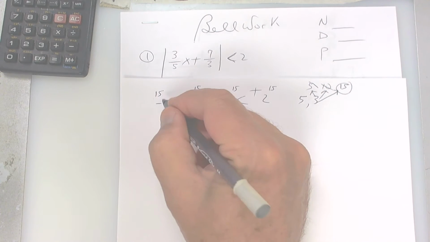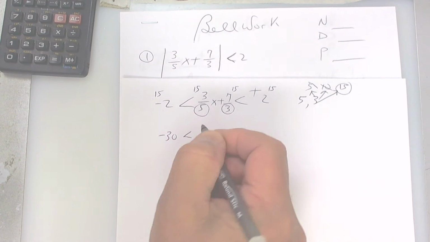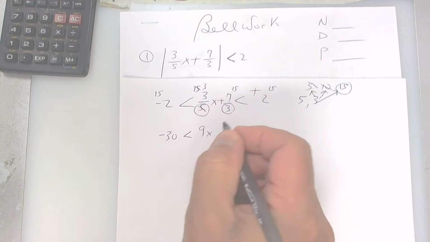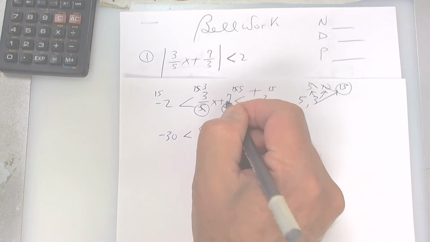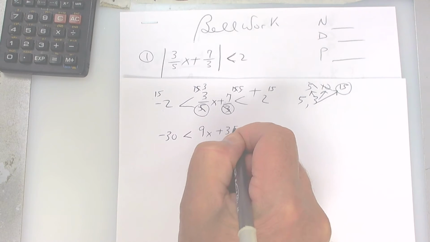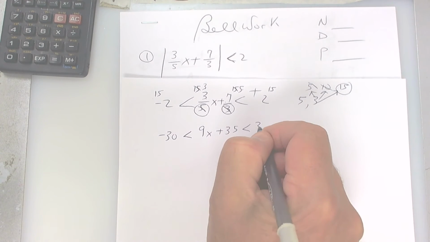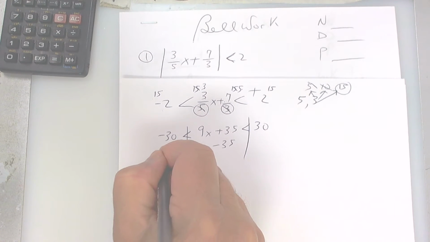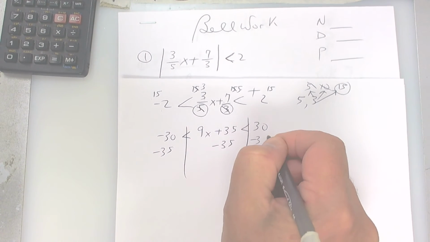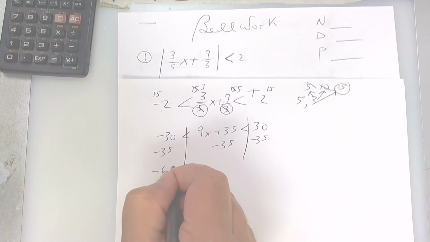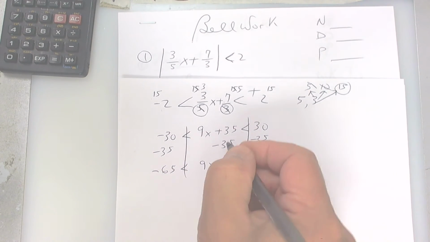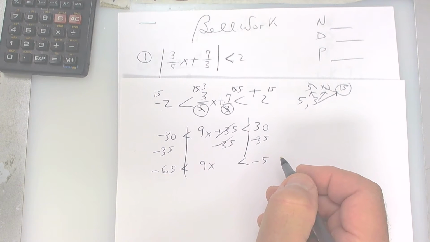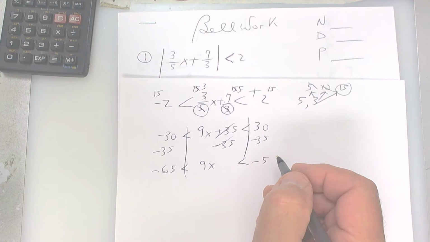Now watch what happens. You get a negative 30 here. 5 goes into 15, 3 times 3 is 9x. 3 goes into 15, 5 times 7 is 35. And then 2 times 15 is 30. Now you want to subtract 35 from all three pieces here. When you do, you get a negative 65. And then here you're going to get a negative 5. Okay? And then you're going to divide by 9.